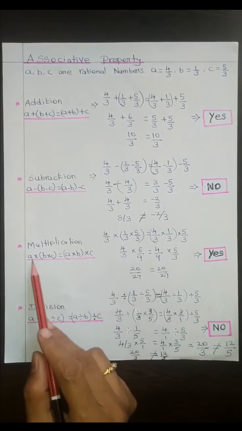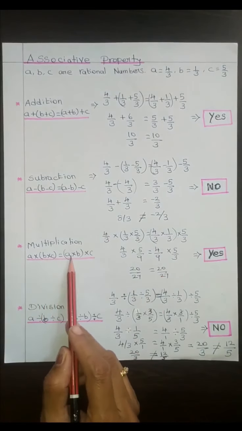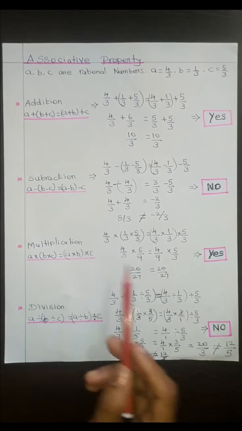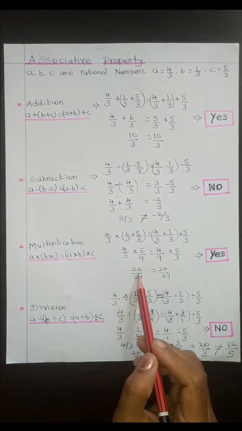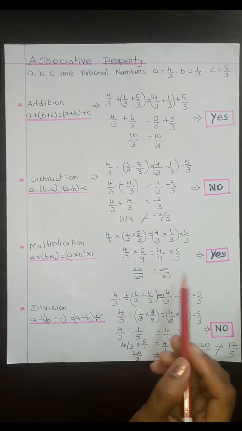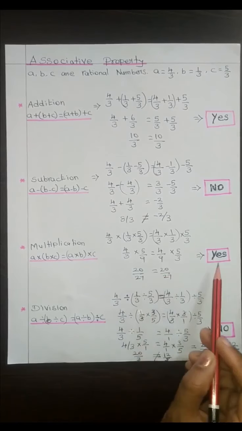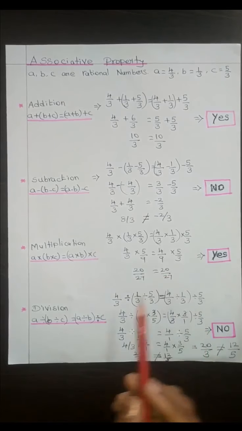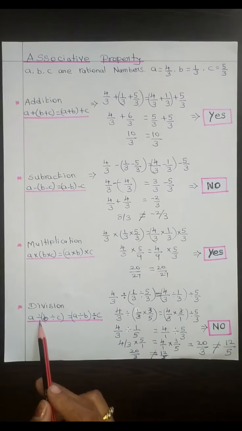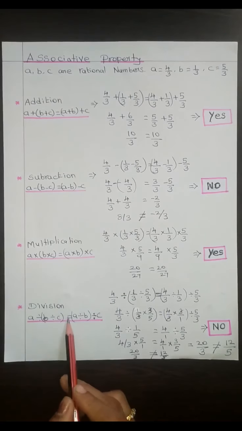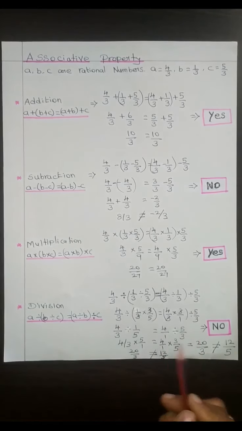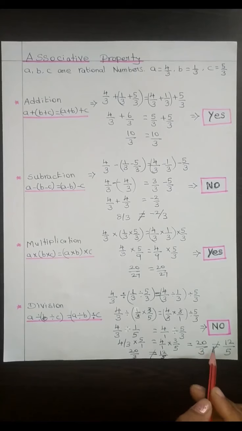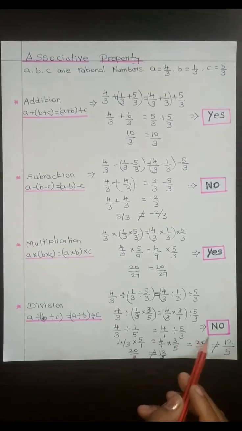In multiplication, A into B into C equals A into B into C, with the brackets grouped differently. Here I applied the numbers into the property, and I got the answer left hand side equals right hand side. So multiplication is associative in rational numbers. In division, A divided by B divided by C equals A divided by B divided by C. After this calculation, I got the answer left hand side is not equal to right hand side. So here division is not associative for rational numbers.